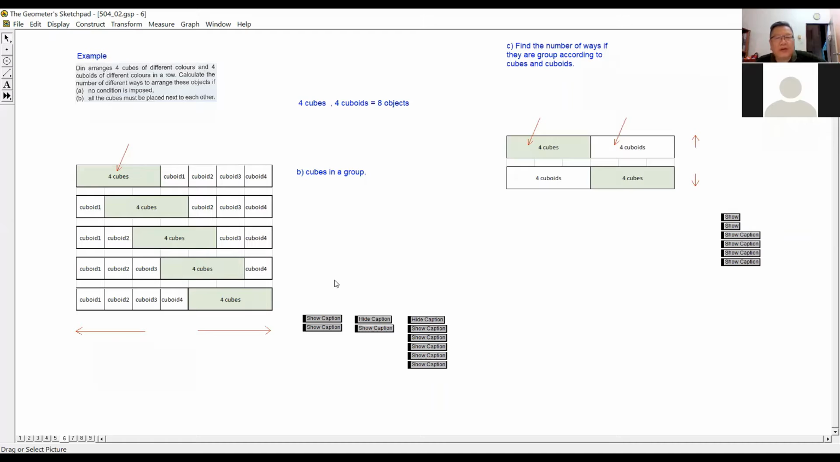Problem on grouping also. Grouping, right? This is the example. I think you know this one because earlier on I asked you already. You know how to solve this type of question.